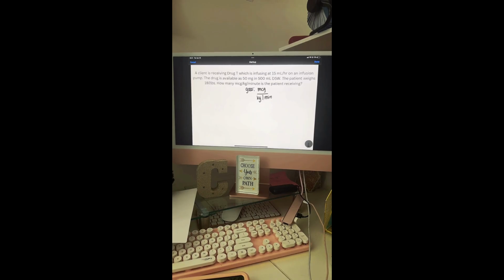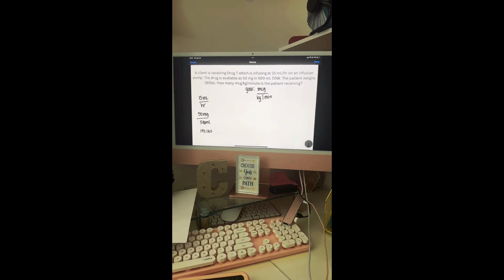All right, so our puzzle pieces: 15 mLs per hour, right? What's together stays together. Keep what's together, what's by itself, and start with the goal. I promise you're going to get somewhere, okay? So 50 mgs in 500 ml, and then the patient weight is 192 pounds.